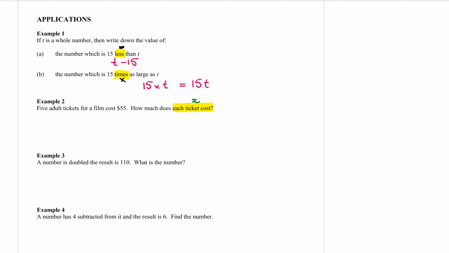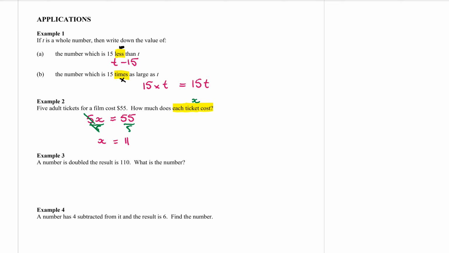I have 5 tickets. Okay, so that means I want 5x because each ticket is x, remember? So we have 5 tickets or 5x. That makes a cost of $55. That means that's equal to 55. Okay, so there's the equation. It's just a one-step equation. I need to get the x by itself. So I need to divide by 5 to cancel that away. And I get x is equal to 11, which is the cost of the ticket.